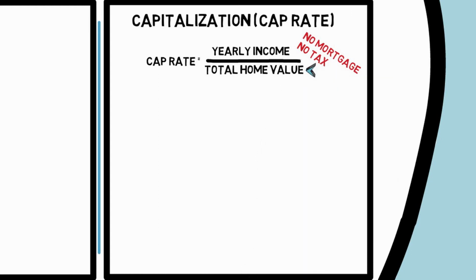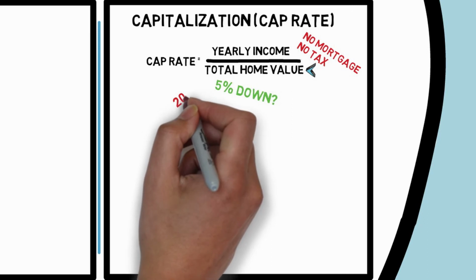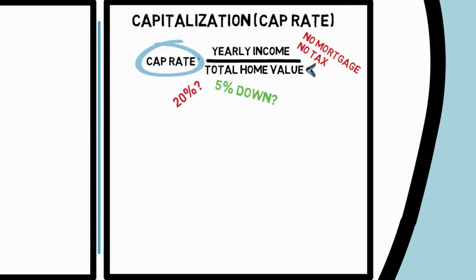This means that it doesn't matter how you buy the home, with 5% down, 20% down, or cash, the capitalization rate will always be the same. Okay? Let me repeat that. It doesn't matter if it's 5% down, 20% down, or cash, the cap rate is always going to be the same.